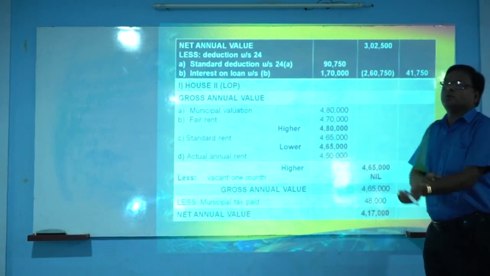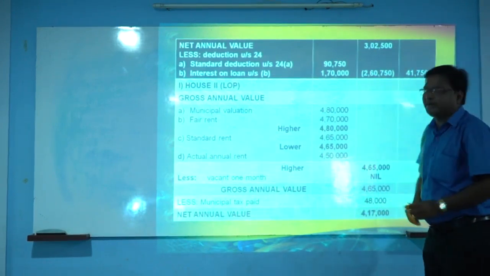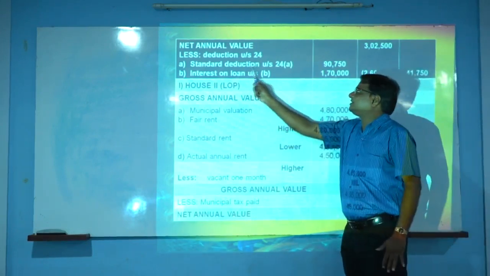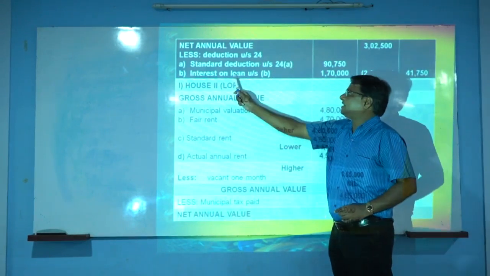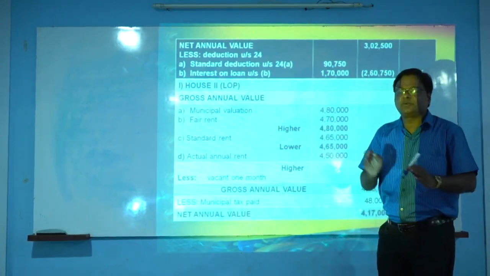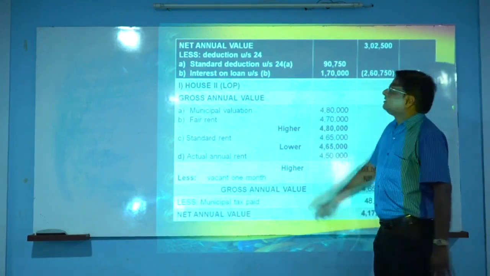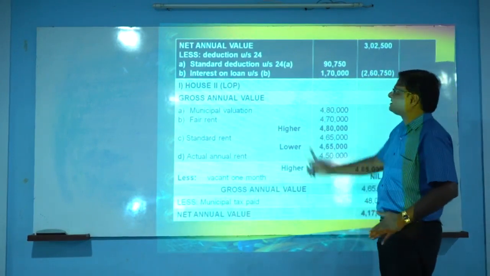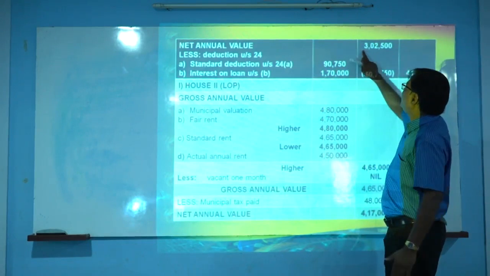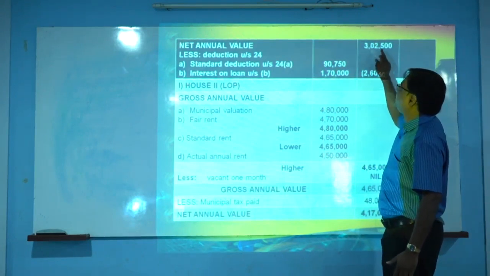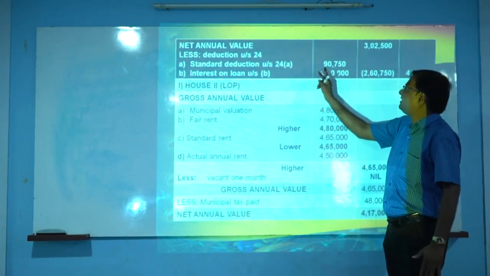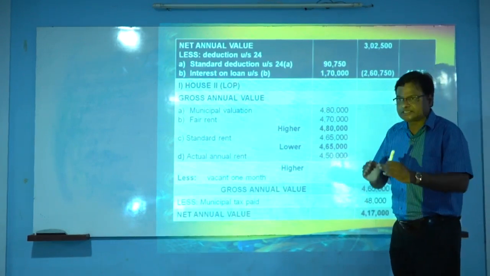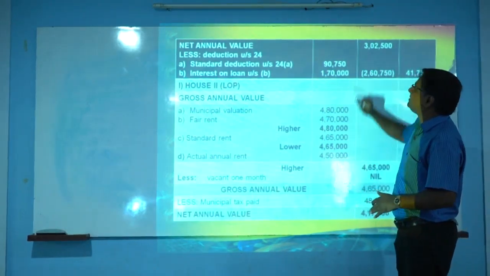From that net annual value we have to deduct the deductions available under section 24. For LOP property, we have to deduct 2 deductions. One is the standard deduction under section 24A and the second is the interest on loan deduction under section 24B. For the standard deduction, a fixed percentage of 30% on net annual value applies. Net annual value is 3,02,500. Then 30% of 3,02,500 is rupees 90,750. 30% स्टँडर्ड डिडक्शन आहे. नेट अॅन्युअल व्हॅल्यू वर आपल्याला कॅल्क्युलेट करायचं आहे.